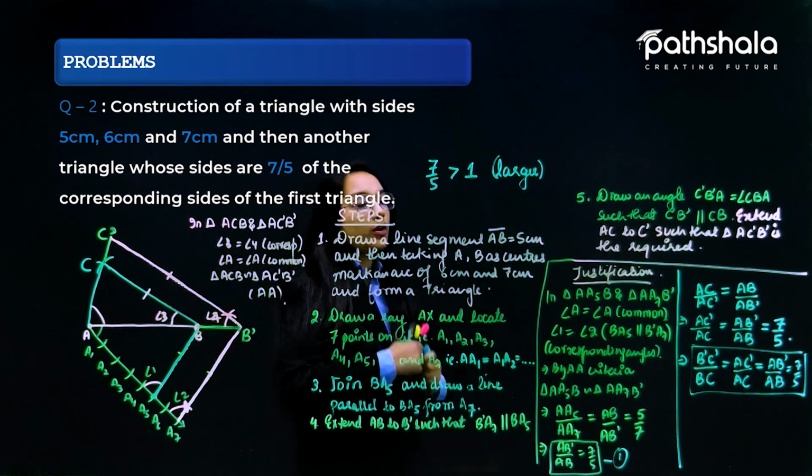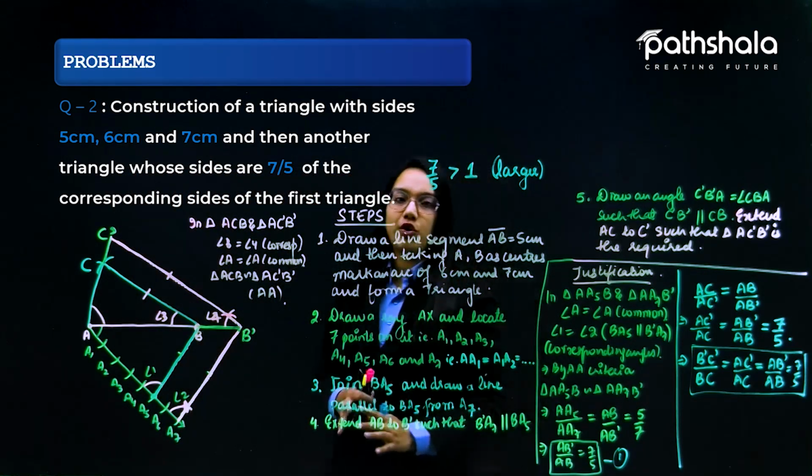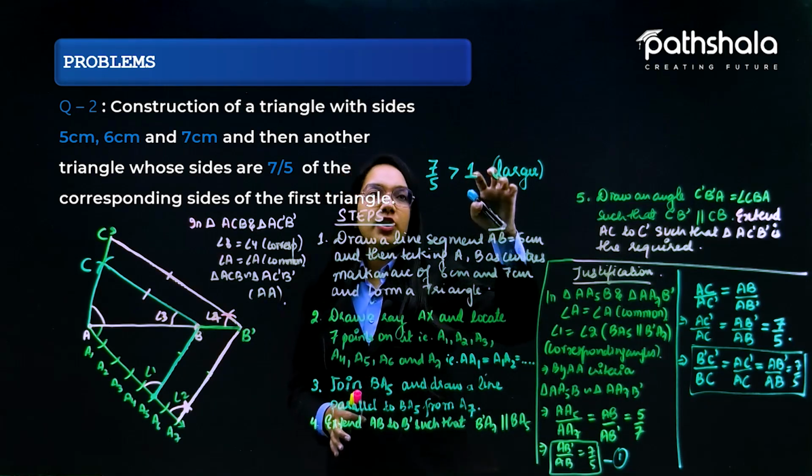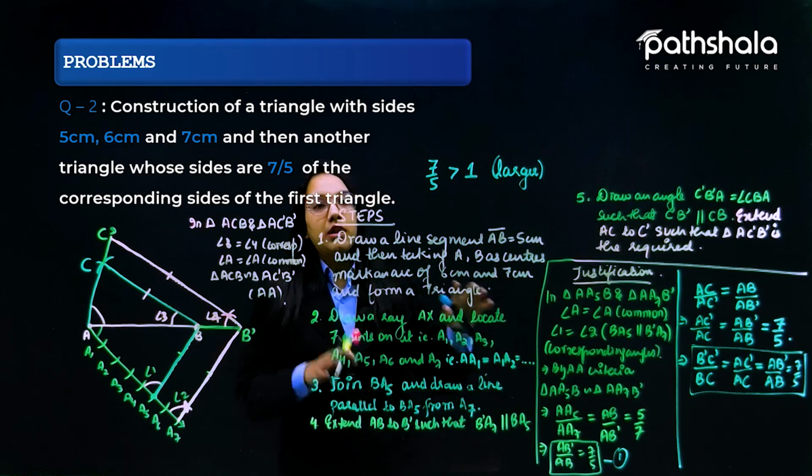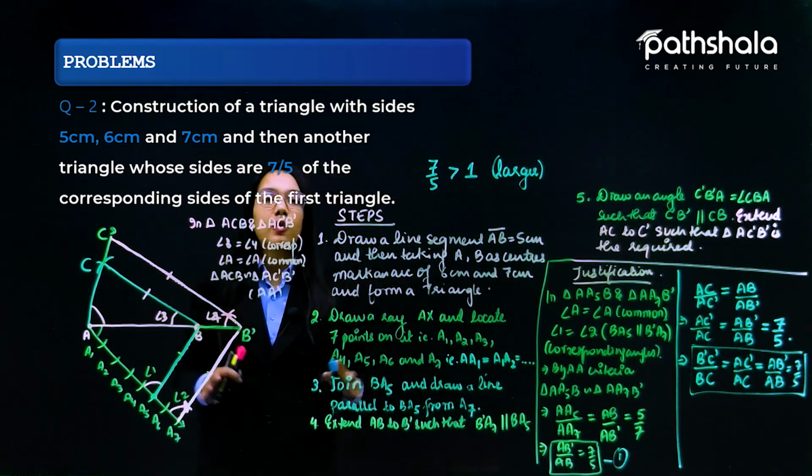So this is all about the construction of such a triangle. Whenever the ratio is greater than 1, always remember the triangle should be larger than the triangle that is given to us. So this is all about this question.